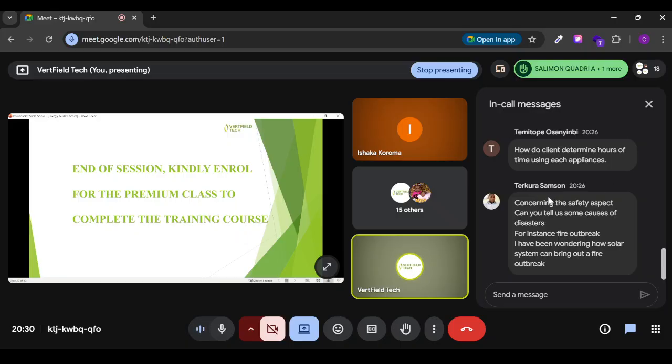Then Mr. Sampson is also asking concerning the safety aspect: can you tell us some causes of disasters? For instance, fire outbreak. I have been wondering how a solar system can bring about a fire outbreak. All right, that is a very good question anyway. Mr. Sampson's is a very good one. However, the time for questions has already passed.